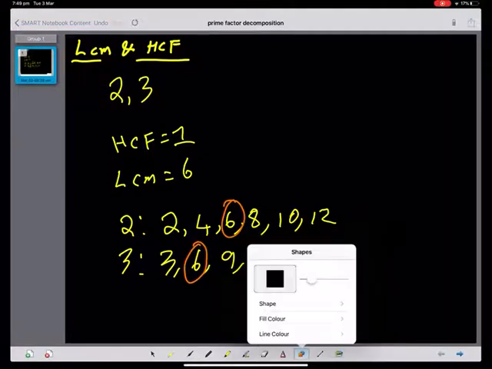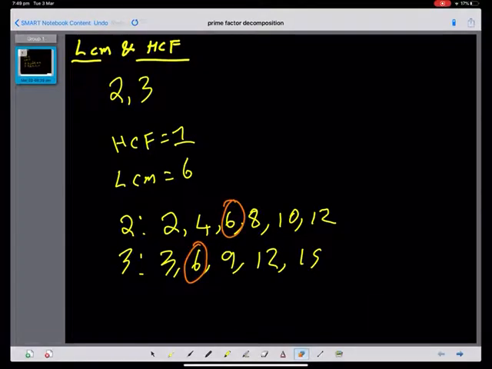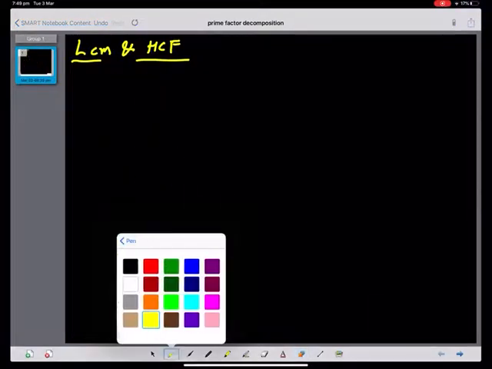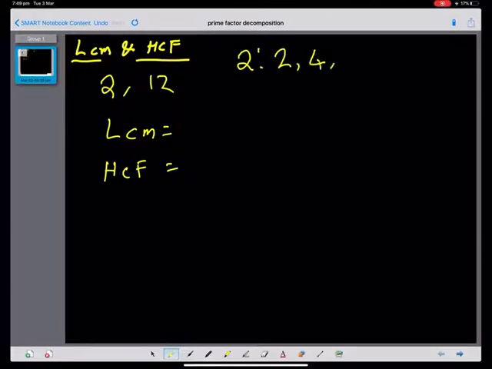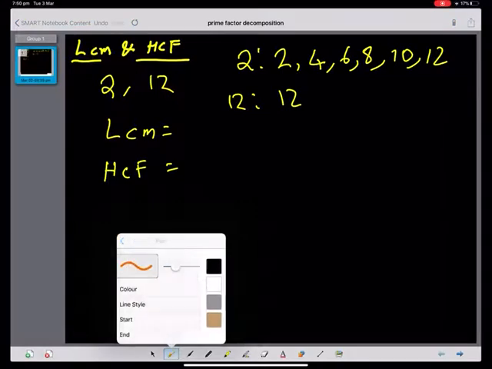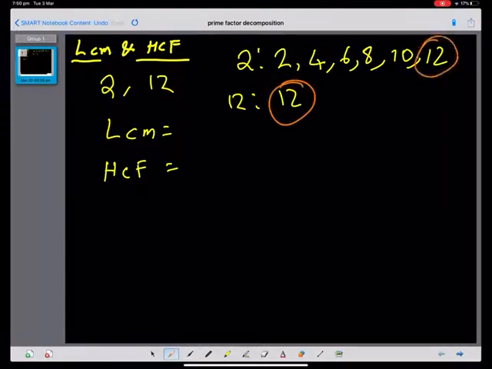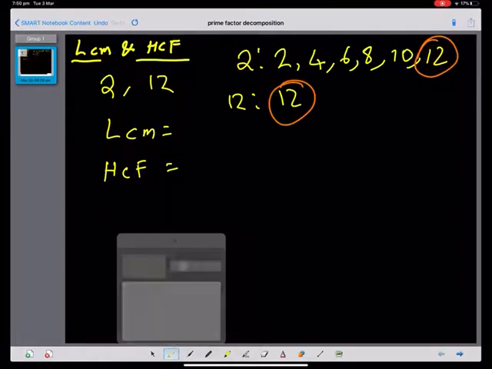Let's find an example where the lowest common multiple is not the product. So let's look at 2 and 12. Well, the lowest common multiple and highest common factor here, I've just reversed it. So let's do the multiples of 2: 4, 6, 8, 10, 12. 12, well, we can just stop. We can see that the lowest common multiple is 12.